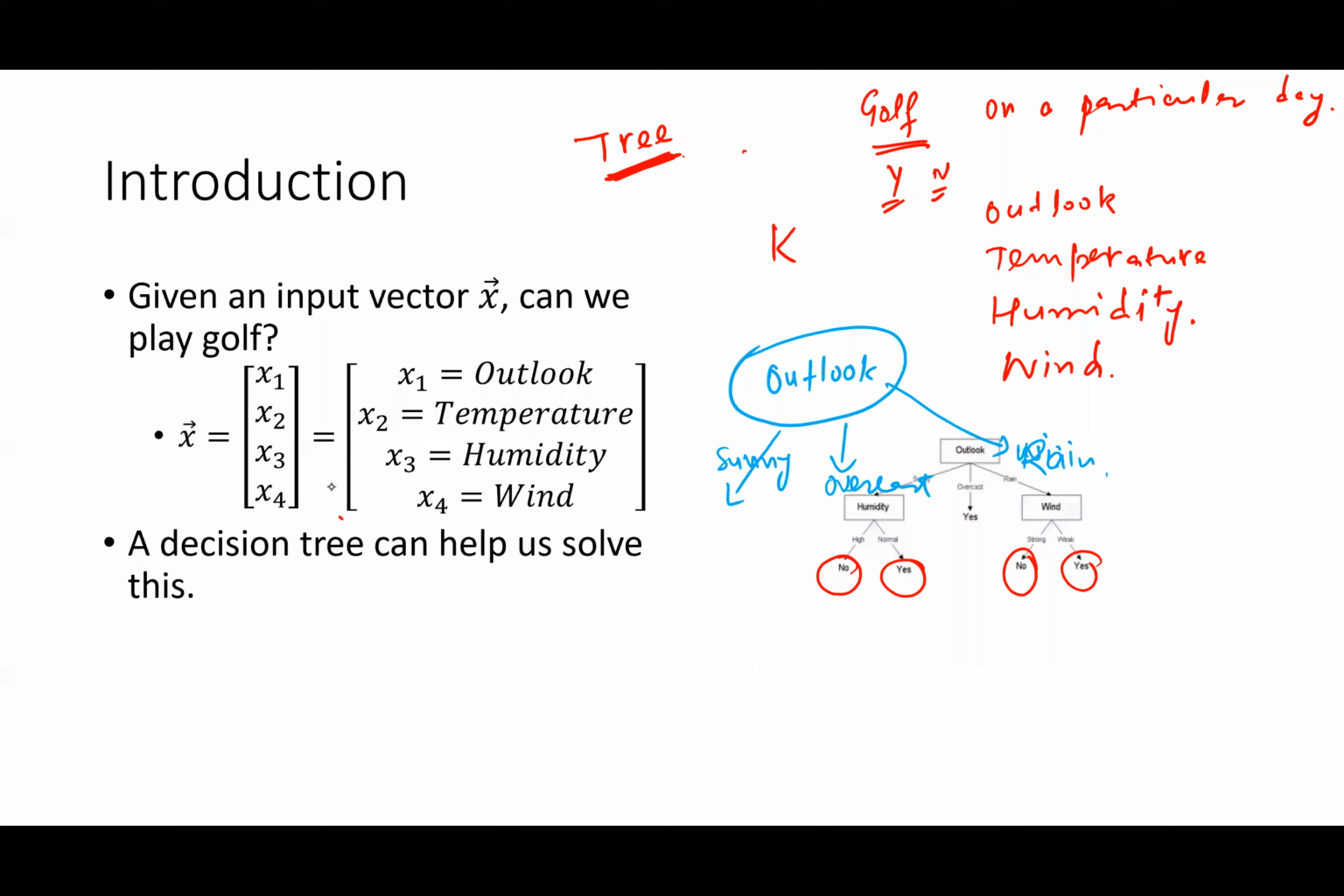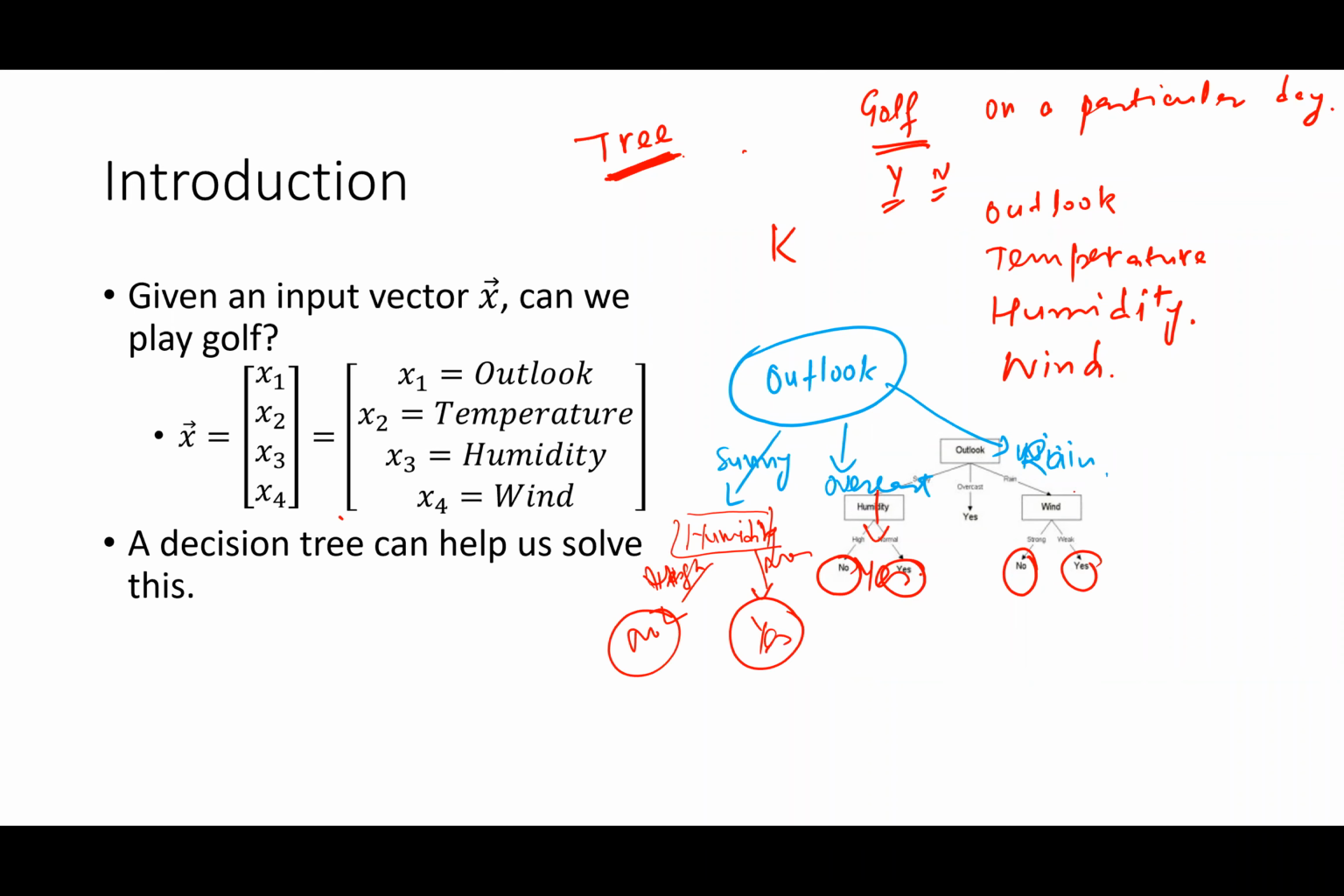Okay, fine. So it could be either of the three. It could be sunny, it could be overcast, or it could be rainy. If it is overcast, that means neither too sunny nor too rainy, then we can say yes, we can play golf in this case. However, if it is sunny, we might want to look at the humidity. If it is too hot and the humidity is high, then in that case we might not play.